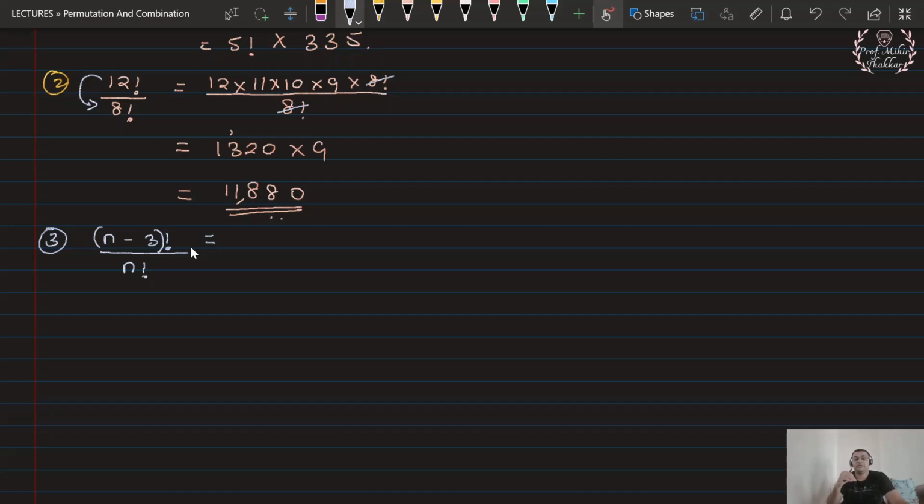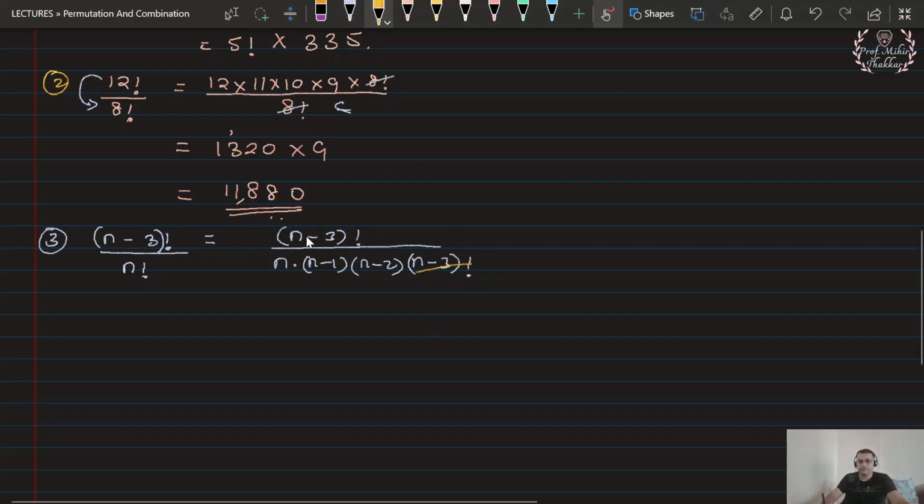So as we did in the previous case, we will reduce the greater factorial value till the smaller factorial value, and the smaller value will be left as it is, like we left 8 factorial over here. So you will leave this (n minus 3) factorial as it is, and n factorial will be written as n, then n minus 1, then n minus 2, then n minus 3. I want n minus 3 in the numerator, apply factorial and stop over there.